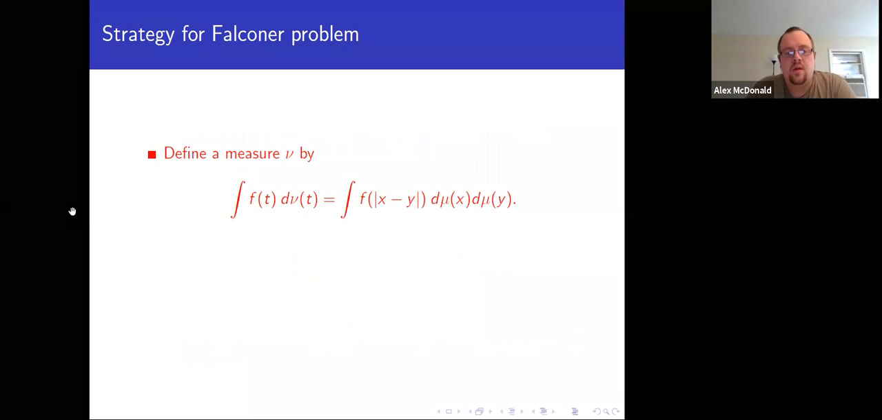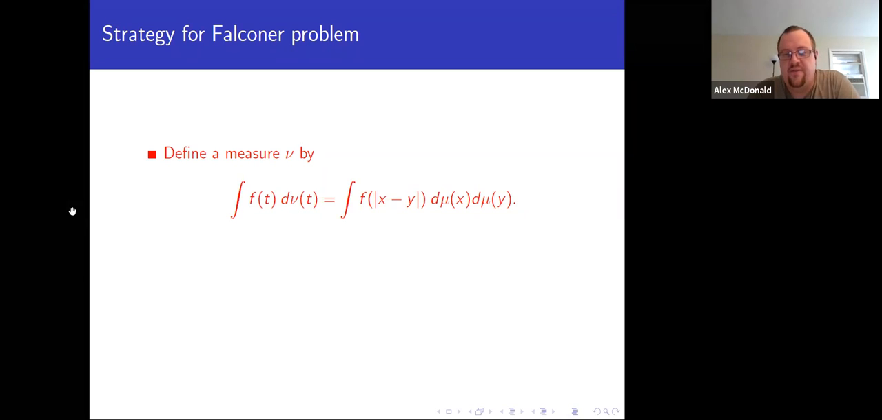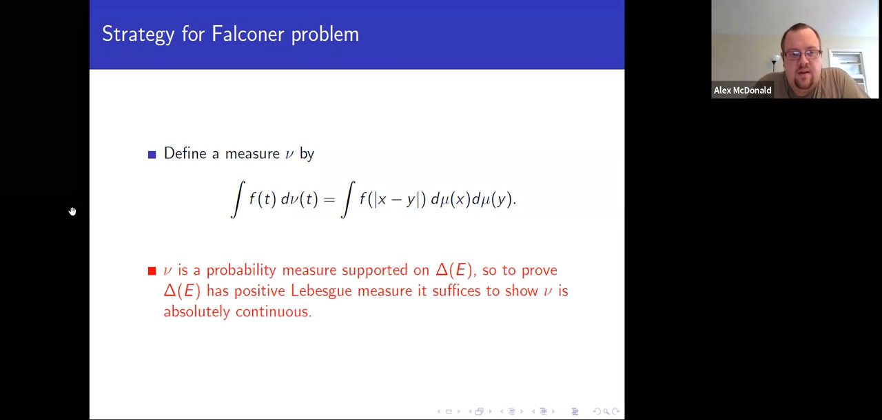Okay, so given such a measure mu, so mu is a Frostman probability measure supported on E, like on the previous slide, we look at a push forward measure nu, where the integral of, say, a function f with respect to nu is given by integrating f of the distance between x and y with respect to the product measure of mu with itself.